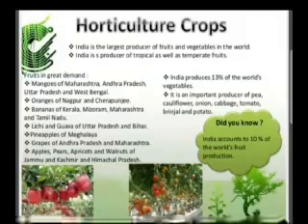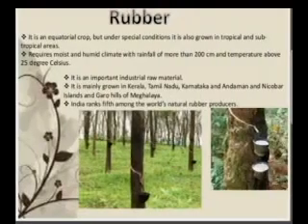Rubber. Let us study about the non-food crops. Rubber is a non-food crop. It is an equatorial crop, but under special conditions, it is also grown in tropical and subtropical areas. It requires moist and humid climate with rainfall of more than 200 centimeters and temperature above 25 degrees Celsius.